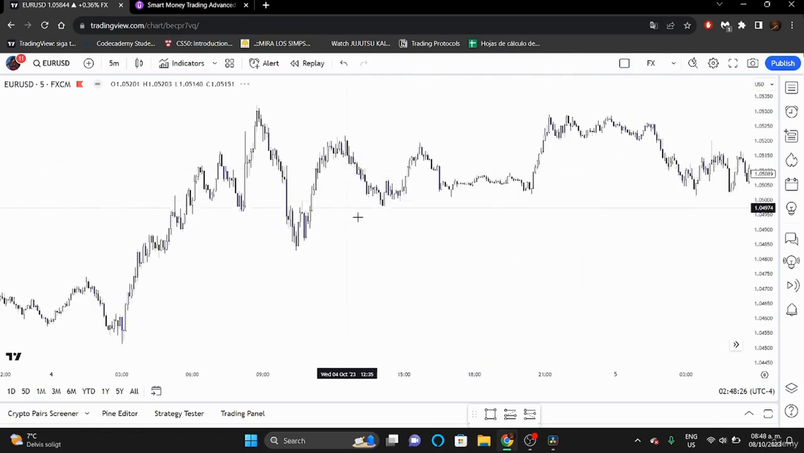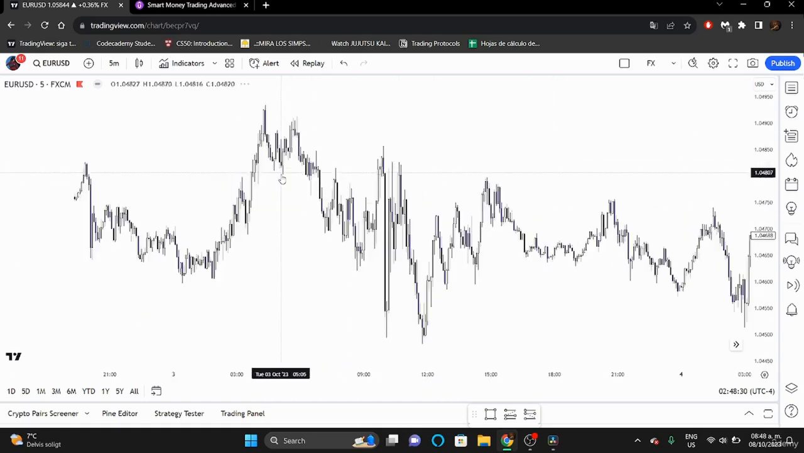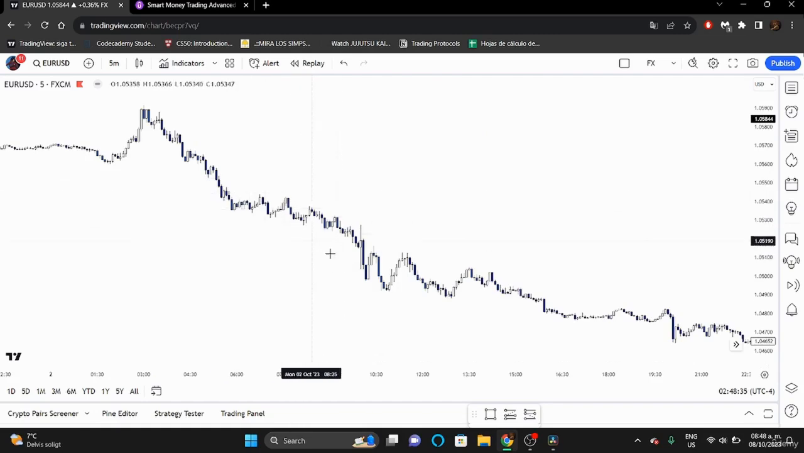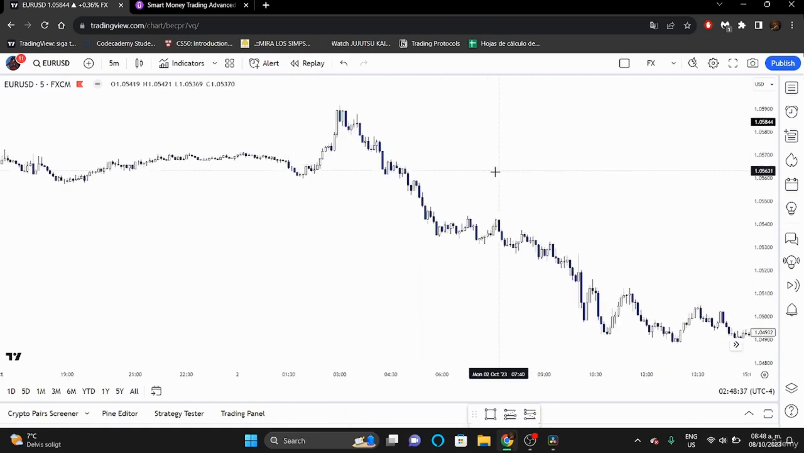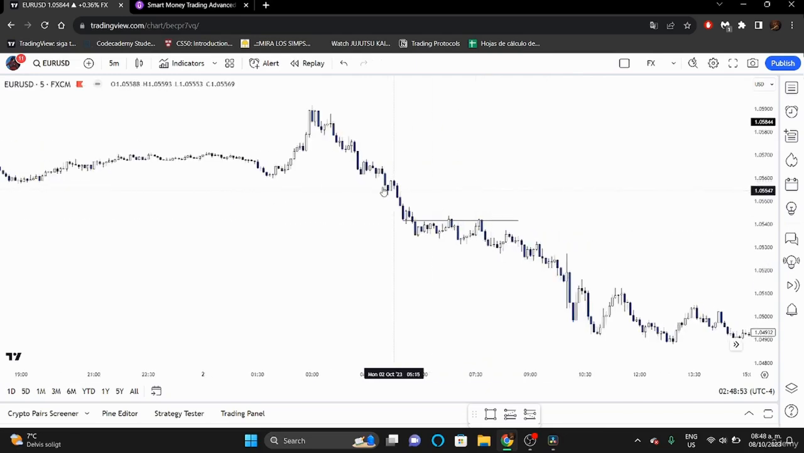So in this case, where are our mitigation blocks on the 5 minutes? Right here, it's going to be a perfect example. We do not touch any down candles. But here we do. On these PD arrays, what are we respecting? We're respecting the fair value gaps.